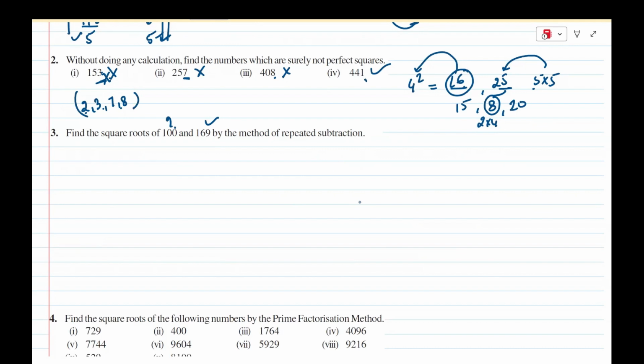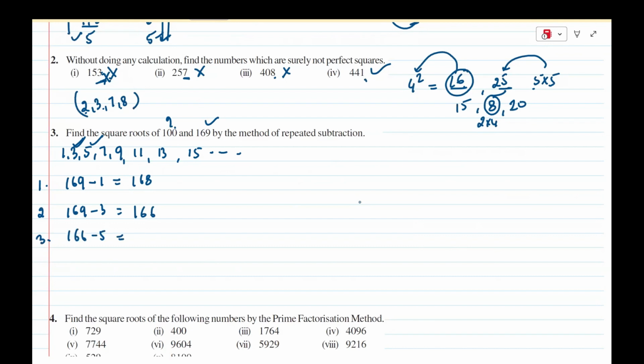So what do we do? We write odd numbers like 1, 3, 5, 7, 9, 11, 13, and so on. Correct? And we keep subtracting them one by one from the number. Like, first, 169 minus 1, which gives me 168. The second time, from 168 I subtract 3, which will be 165. The third time, I subtract 5.